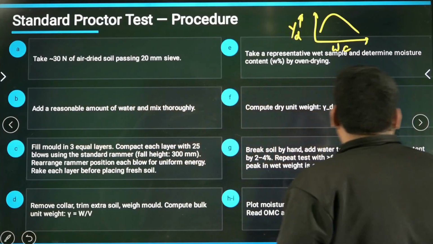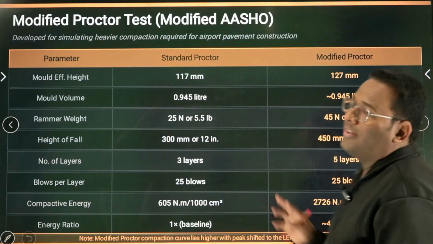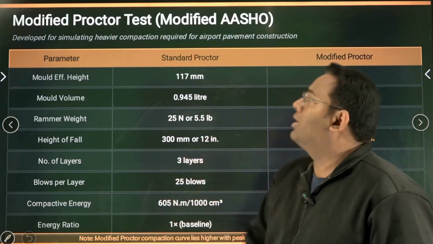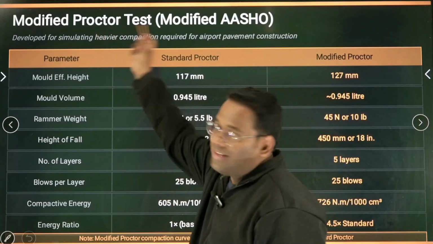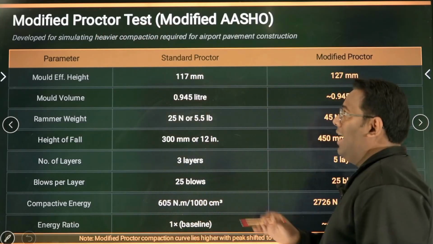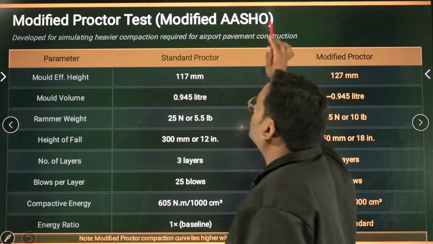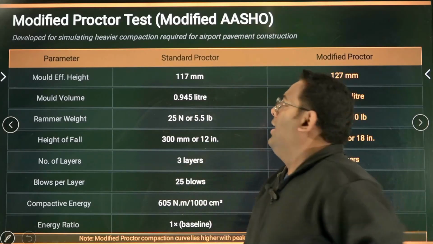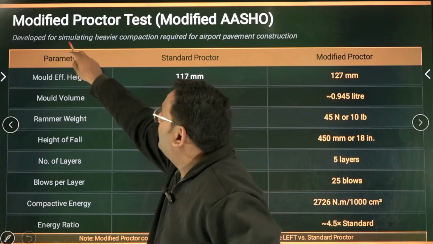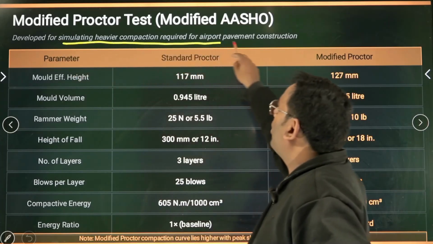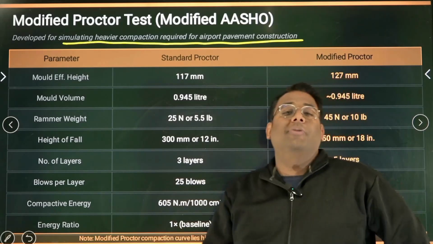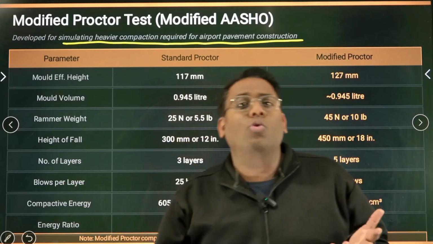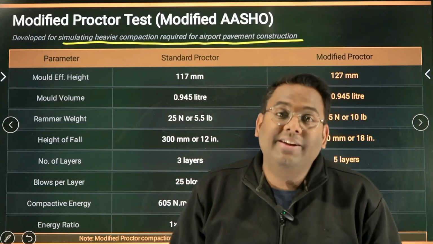Now let us move ahead, and this is about your standard Proctor test. But now let us talk about the other variations also. If I am talking about a modified Proctor test, that is our second test, this is also known as modified AASHO. This test was actually introduced for the heavy load compaction required in airport pavement construction. So wherever some heavy load is expected to come, you perform the modified test.